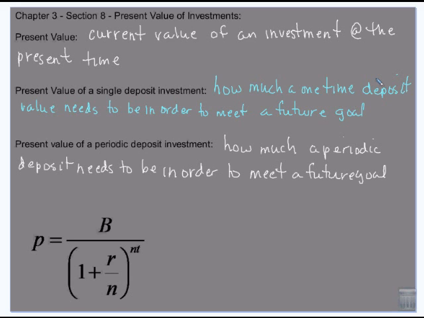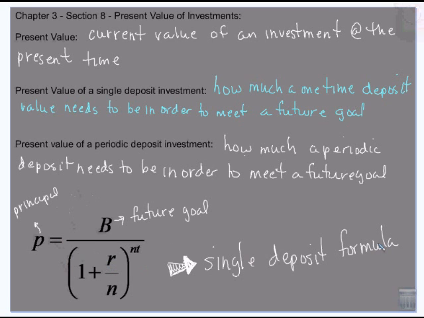So the B in this is the future goal. So your future balance. The R and the N and the T's, and this is either the principal or the periodic, depending on what you're trying to figure out.